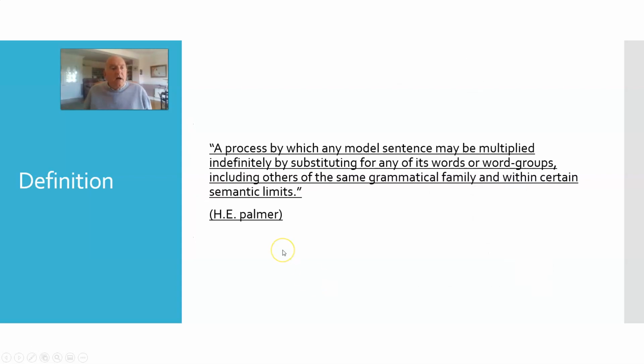So what is a sentence builder? Well, according to H.E. Palmer, it's a process by which any model sentence may be multiplied indefinitely by substituting for any of its words or word groups, including others of the same grammatical family and within certain semantic limits. Interesting that he's using word groups there, recognizing the importance of chunking, the multi-word units.